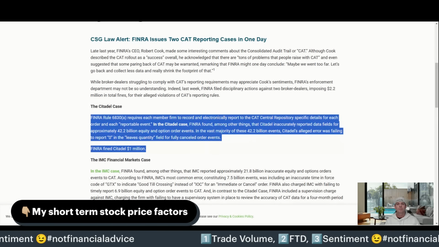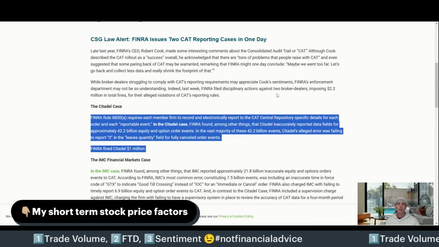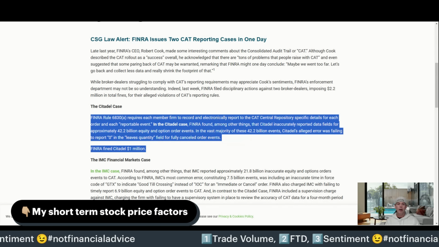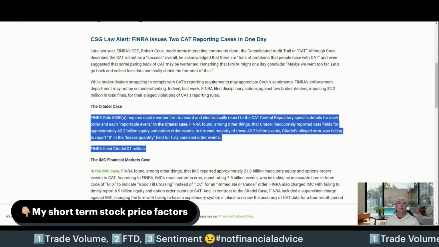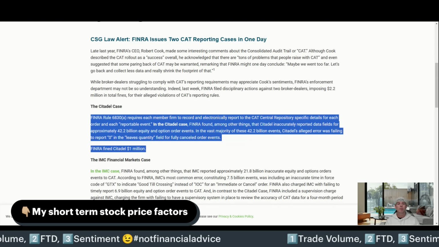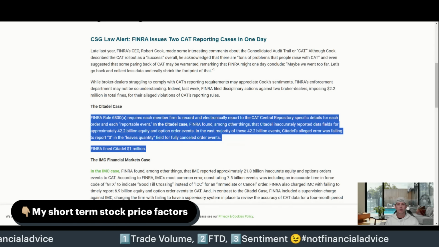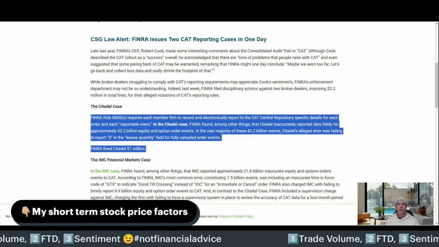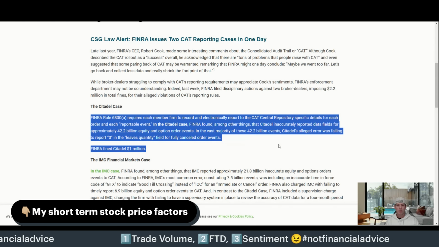But we're not done. This is the other thing. FINRA came in with two different cases and rulings. And this was, according to one of their rules, they talk about reportable events. And they found that, among other things, Citadel inaccurately reported data fields for approximately 42.2 billion equity and option order events. That's more than a couple. We're talking about a lot.